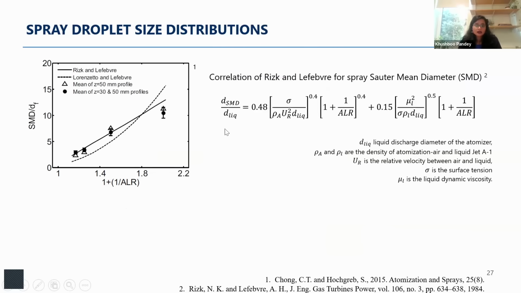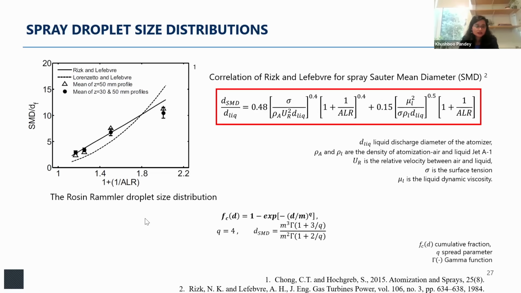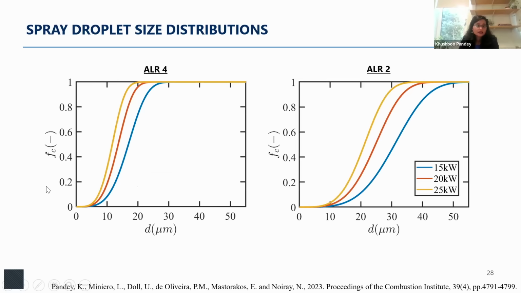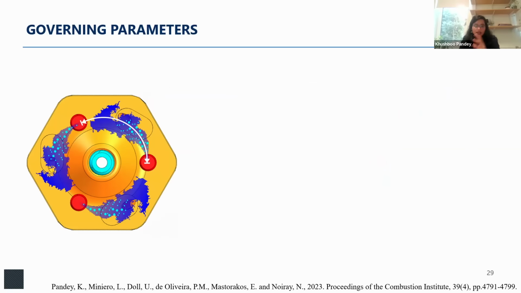This is a famous correlation of Rizk and Lefebvre for spray Sauter mean diameter, which shows how the Sauter mean diameter is a function of liquid properties and air to liquid ratio. Using this, we created the Rosin-Rammler droplet size distribution for the operating conditions of the leaf combustor for different Jet A1 powers. This is the size distribution for ALR4 and this is for ALR2. The size distribution of ALR2 is of course higher than ALR4, where the SMD is close to 20 micron, whereas for ALR2 it is getting on a bit higher side. We have the droplet size.